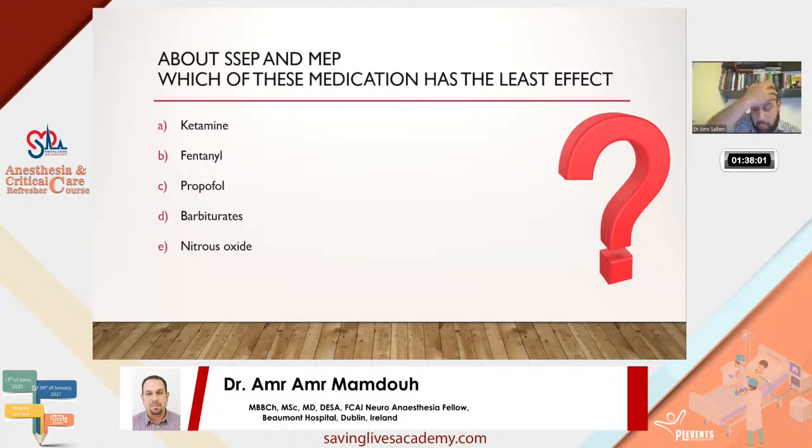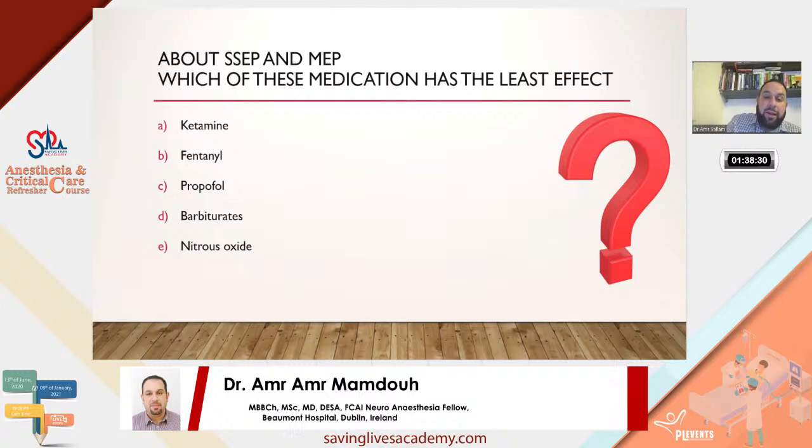Yes, most are answering fentanyl, which is the right answer. Actually, ketamine has an effect. We don't know if it's a stimulation or inhibition, but it's sometimes these. And we're gonna discuss why we are talking about ketamine. While propofol as well has some effect, but we have some sort of control over these. And barbiturates and nitrous oxide as well have some effect. So fentanyl is the right answer.